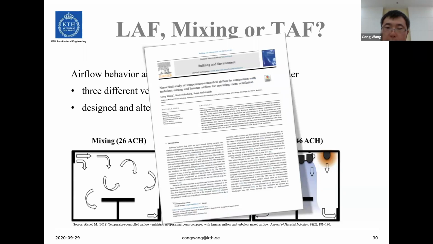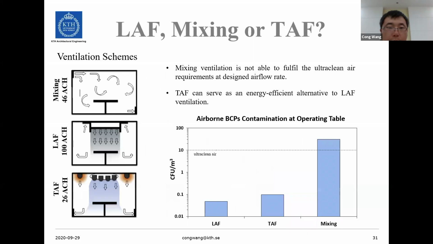And this research was also published in the Journal of Building and Environment. Here are the results. The figure shows the airborne contamination at the operating table in the three ventilation systems: laminar flow ventilation, temperature-controlled airflow ventilation, and the mixing ventilation. Of course, we see here laminar airflow ventilation has the lowest level of airborne contamination, and the mixing ventilation is quite high, around 20 CFU per cubic meter. And we know that the standard for ultra clean air is 10 CFU per cubic meter. Therefore, this mixing ventilation is not able to fulfill the ultra clean air requirements at the design airflow rate.